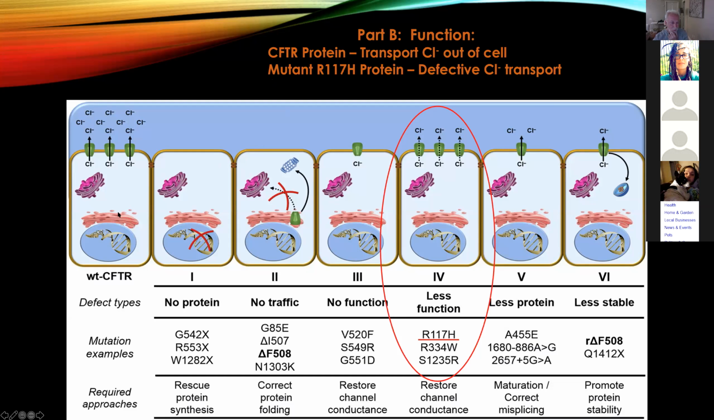Well, with wild type over here on the left, you have the protein made, inserted in the plasma membrane, and it transports chloride ions. Now this mutation, you see it's R117H is listed here. So it's a type 4 mutation. And what it does, it makes the protein just fine, but the protein is defective. So instead of transporting the normal amount of chloride ions, it transports a reduced amount.